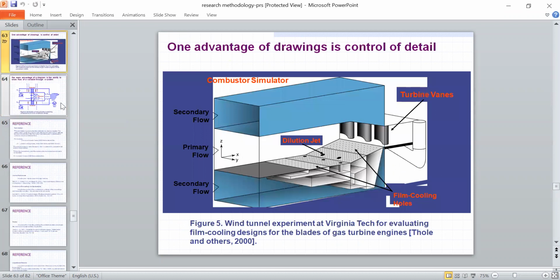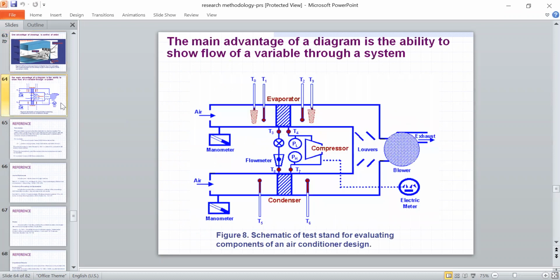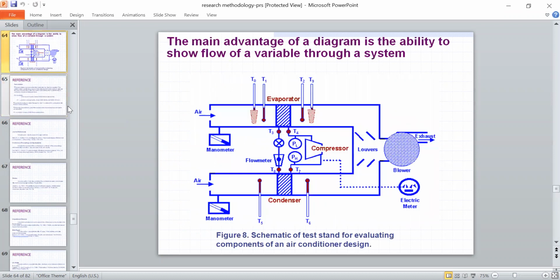This is sponsored by the Government of India. One advantage of drawings is control of detail. Drawings are also very important. If you are going for paper-based microfluidics, you can go for 3D diagrams. It's very nice.